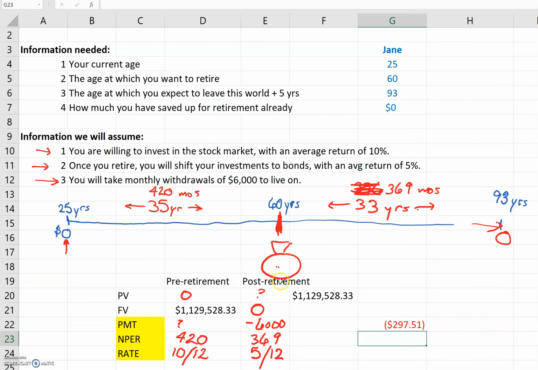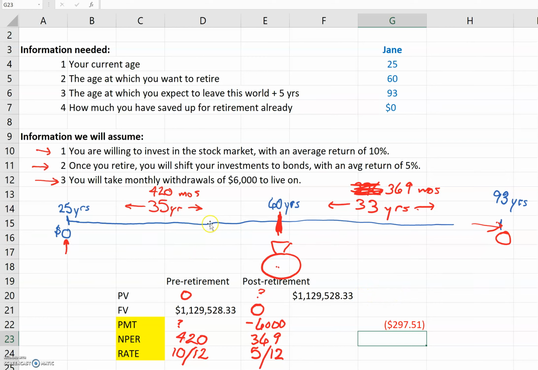For you to have $1.1 million in 35 years, you have to put away $297.51 every month, starting now at 10%, which is not hard to get at all in the stock market. Quite often you'll do better than that. So $300 a month. Can you do that? You probably can.